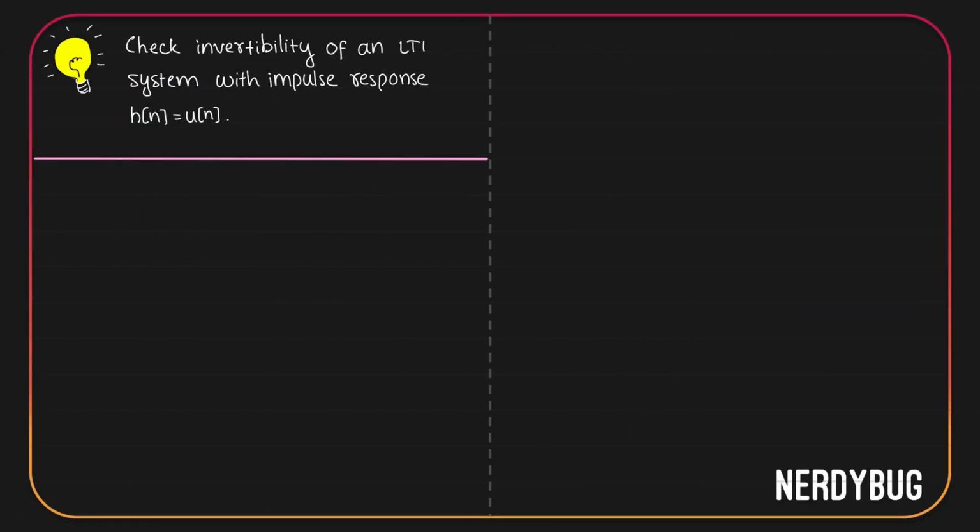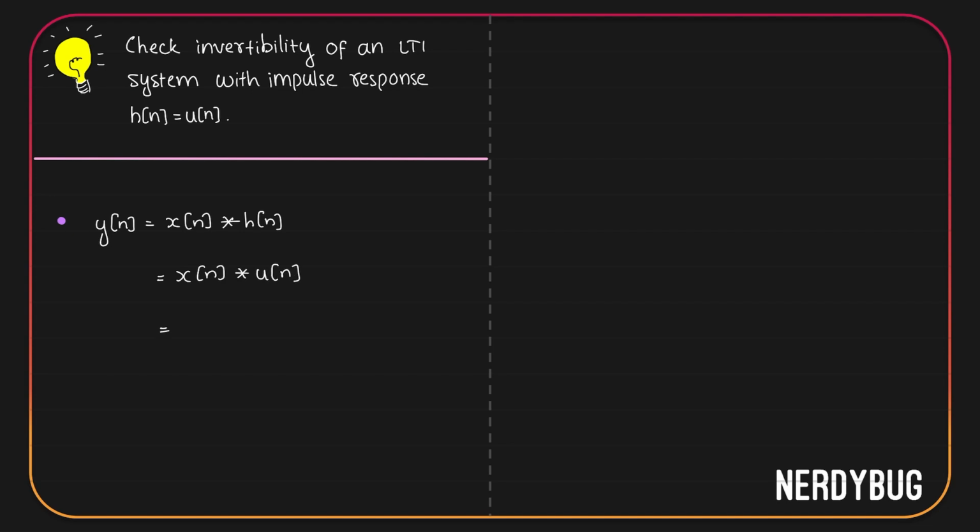Let's now solve another problem. We have to check the invertibility of an LTI system whose impulse response is u of n. Let's assume that we are giving x of n as an input, then the output y of n can be written as the convolution of input and impulse response. So x of n and h of n. But h of n is u of n. This is the same as convolution of x of n and u of n.